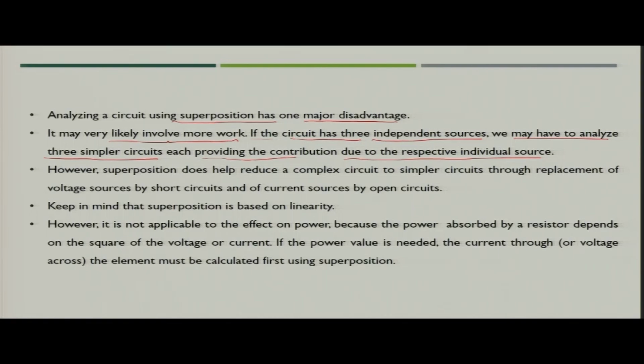Simpler means the current and voltage sources would be either short circuited, or the current source would be open circuited and the voltage source would be short circuited, except the one which you are going to analyze in that circuit. So, this will be giving you more work to analyze the circuit, but the important thing is that it helps us to reduce a very complex circuit to a very simple circuit, because you are replacing the voltage source by a short circuit and the current source by an open circuit.